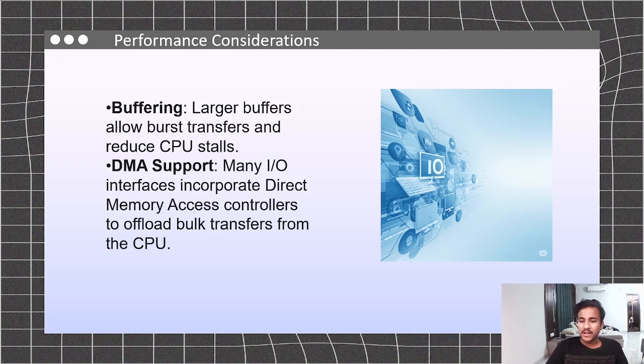When evaluating an interface, designers look at buffer size. Larger buffers support burst transfers and reduce CPU stalls. They also consider whether the module includes a DMA controller to handle bulk data movement directly into memory, freeing the CPU for other tasks. This balance of throughput versus latency is very critical.